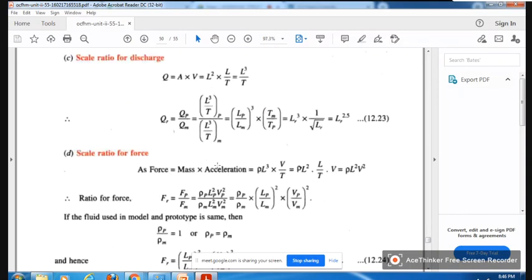Similarly, for discharge, the scale ratio for discharge, Q prototype by Q model, is equal to LR to the power of 5 by 2. And the scale ratio for force is equal to something like this.